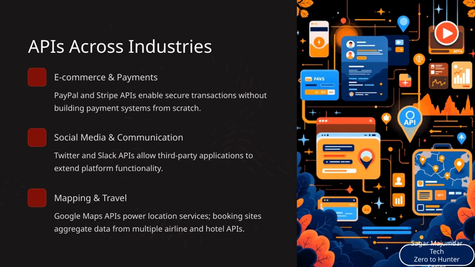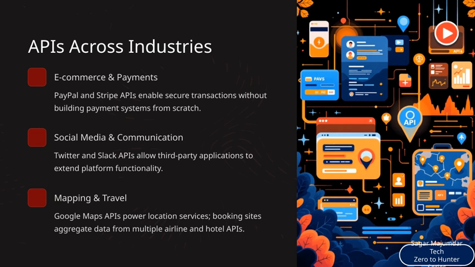Now, let's take a look at APIs across different industries and see how they're transforming the way we do business and interact with technology. In the e-commerce and payment space, companies like PayPal and Stripe provide APIs that make it incredibly easy to process secure transactions. This means businesses don't have to build their own payment systems from scratch, saving time and reducing complexity.